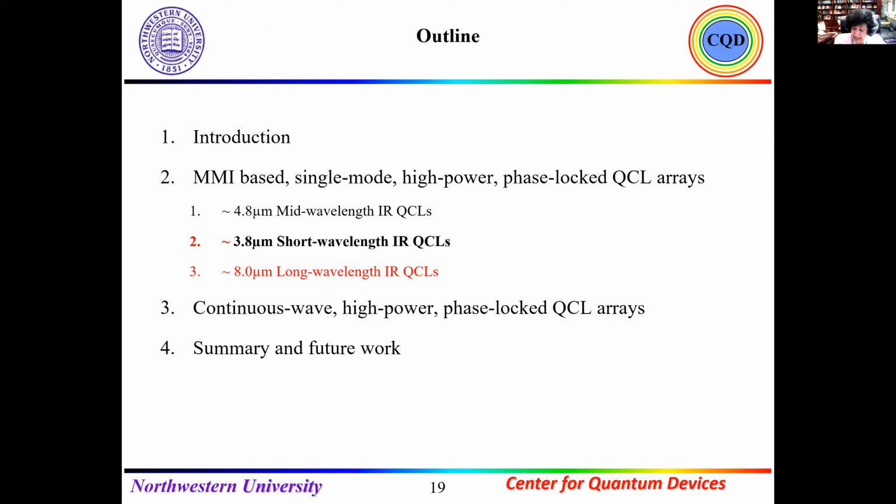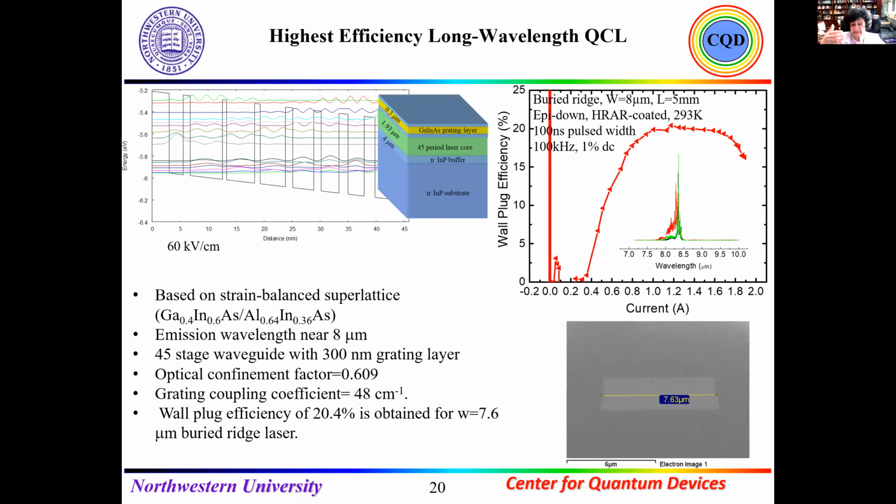Now we went to the 8 micron. For the 8 micron, again, we designed the structure with an optical confinement of 0.6. We use 45 stages, and the grating coupling is for 4.8. We got for that a wall plug efficiency at 8 micron of 20.4%.